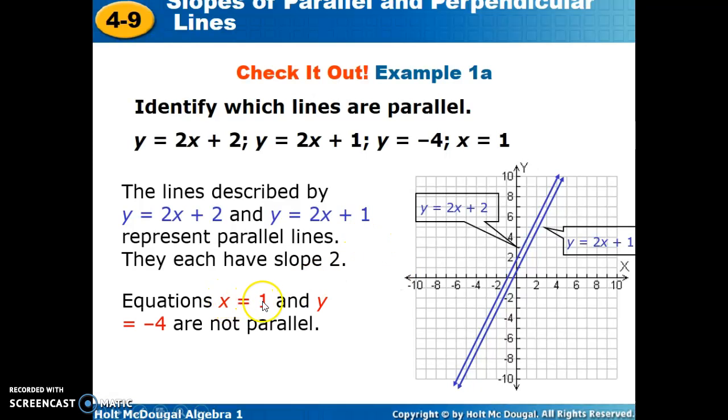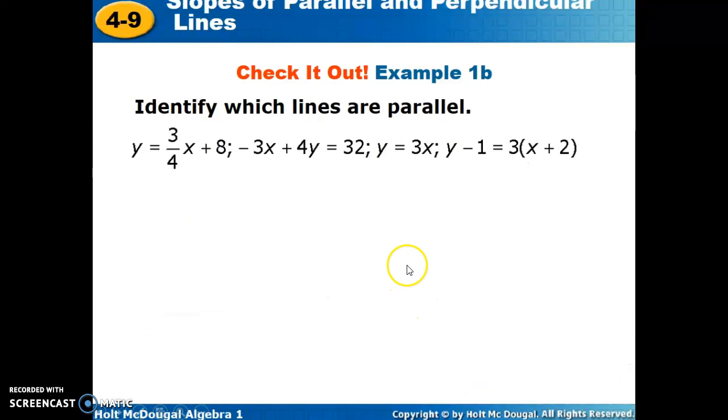The equations x equals 1 and y equals -4 are not parallel. That's a different property we're going to talk about. They look as though they are perpendicular. Notice the equations of those lines. One is a function, y equals -4, but x equals 1 is not. It doesn't pass the vertical line test. And check it out, 1B: identify which of these lines are parallel and come back and check your answer.